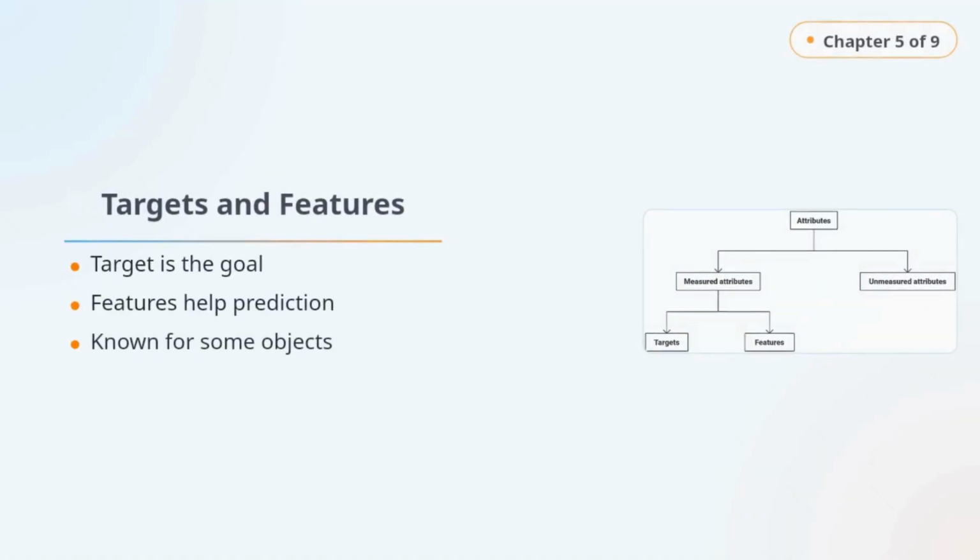Now let's make that distinction very clear. The target is the attribute we care about and want to predict. Features are other attributes that may be related to that target. For example, if we want to predict future sales, then future sales are the target, while things like current price or historic sales can be features. In supervised learning, target values are known for some objects and unknown for others.